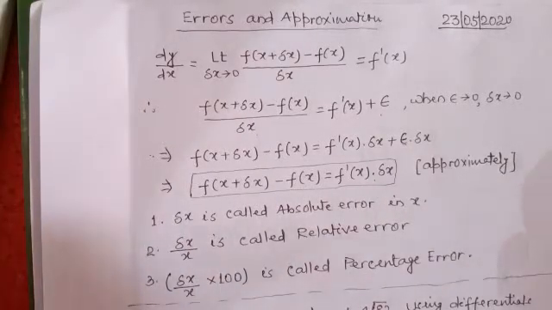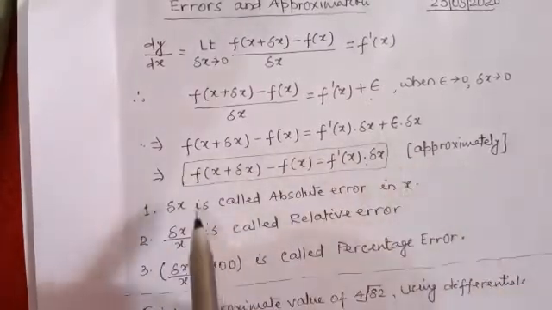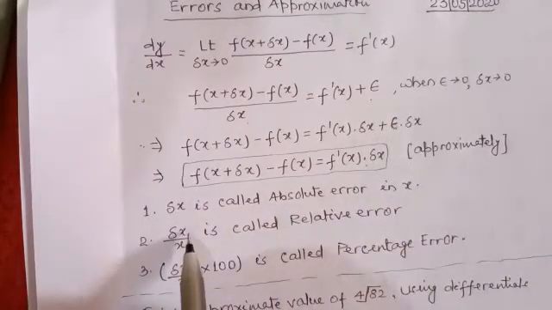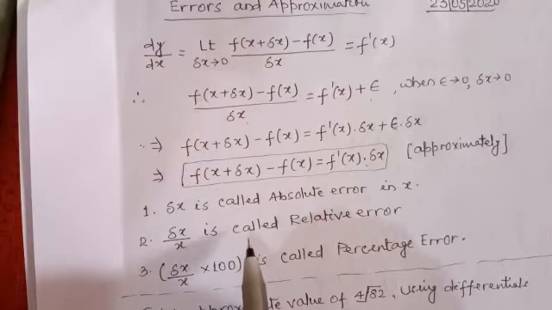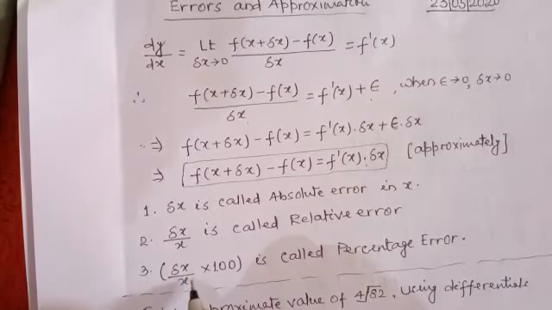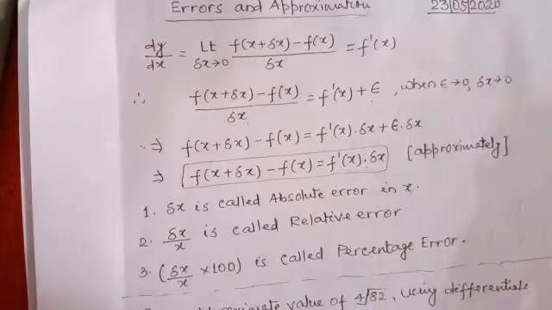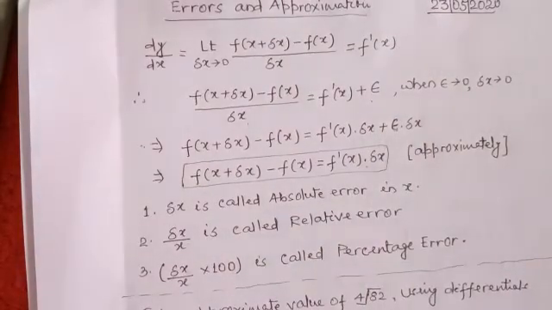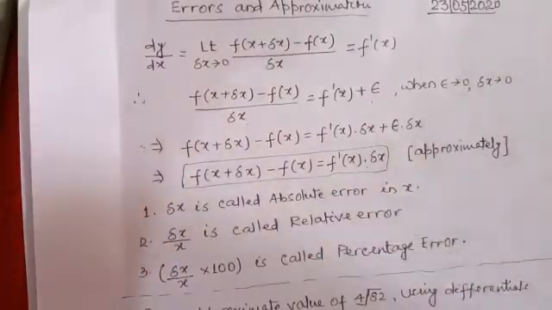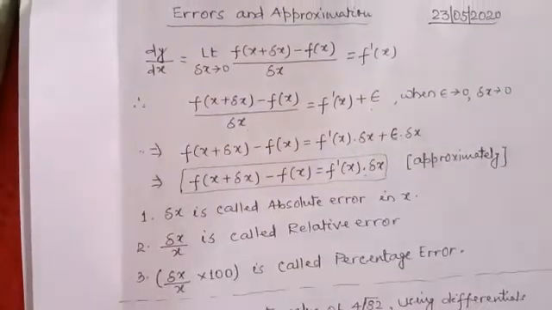Here come the errors. Delta x is called the absolute error in x. Delta x by x is called the relative error, whereas delta x by x when multiplied with 100 is called the percentage error. So in this topic we will discuss approximate value and different types of errors, like absolute, relative or percentage errors.